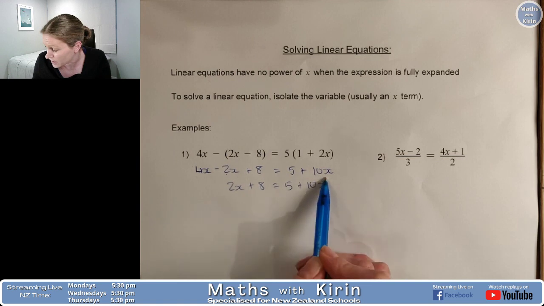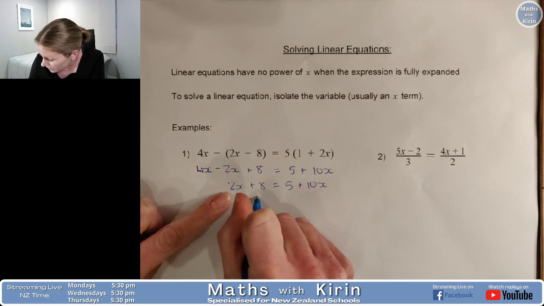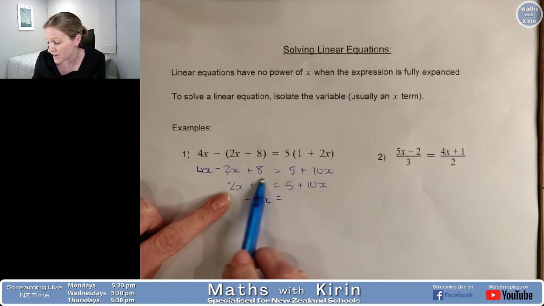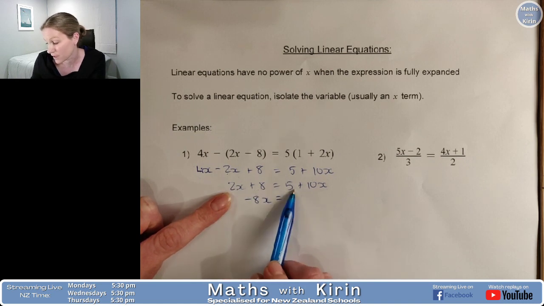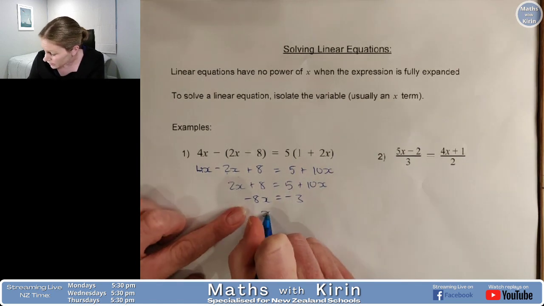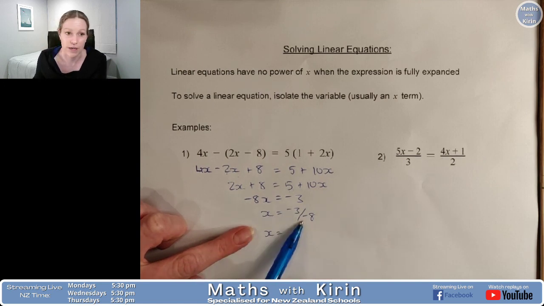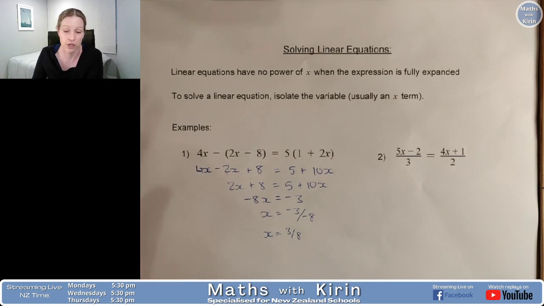So we want to subtract our 10x from both sides. If we've got 2x on the left and we're subtracting 10x, we've got negative 8x. We've got 5 on our right-hand side. With this 8, we want to take that away, so we don't want it on the left-hand side anymore. If we take it away from the left, we take it away from the right, and 5 minus 8 gives us negative 3. Then to find x, we need to divide through by negative 8. A negative 3 divided by a negative 8 is actually positive 3/8. You can leave it as a fraction. There's no reason to turn it into a decimal, just leave it as 3/8 and you're done.